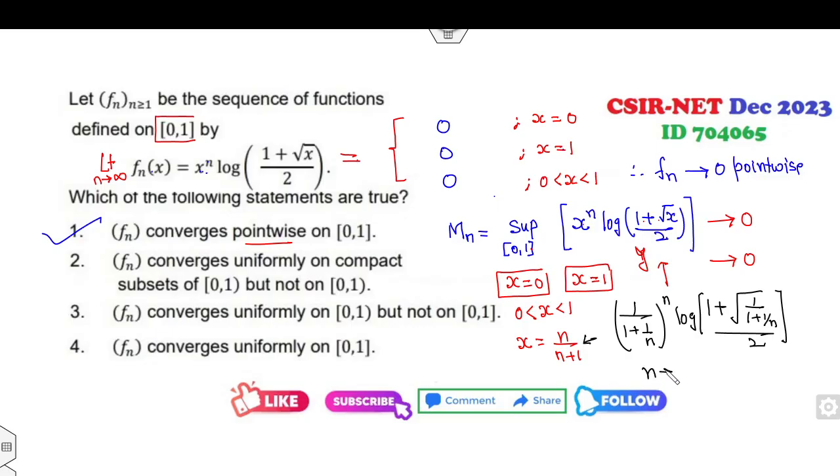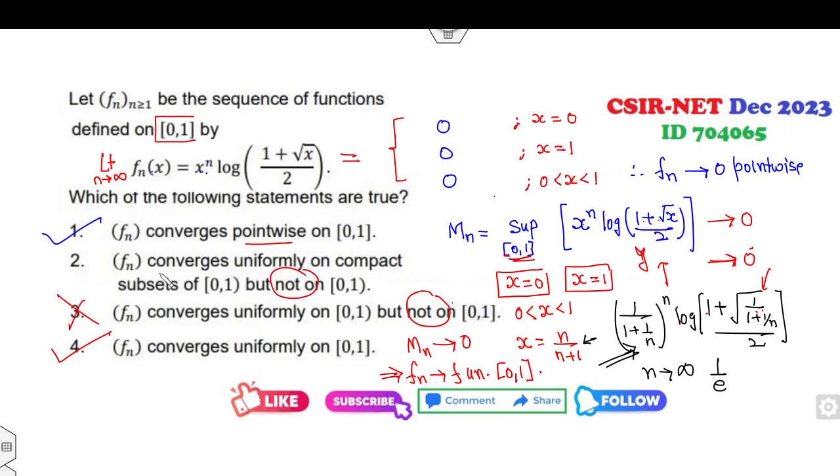Now what will happen if n approaches infinity? This value will go to 1 over e. This number goes to 1. 1 plus 1, 2. 2 divided by 2, 1. Log 1 again 0. So in all the cases, the limit will go to 0. Hence, Mn goes to 0. What does it mean? fn converges to f uniformly on the closed interval 0, 1. He said not uniform, not on the uniform. So the right answers are A and D.